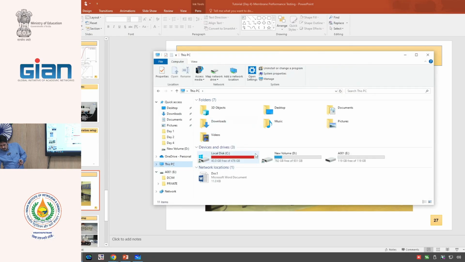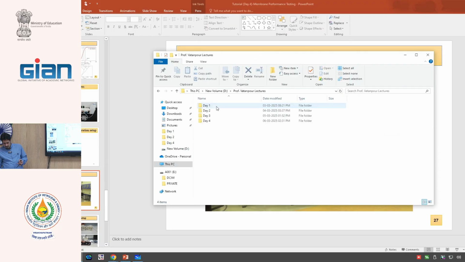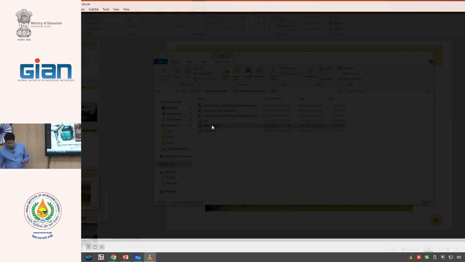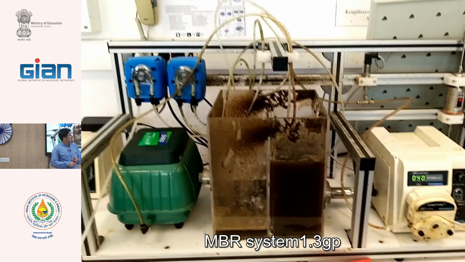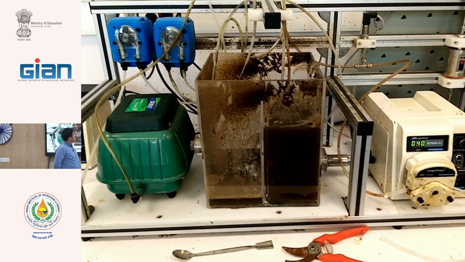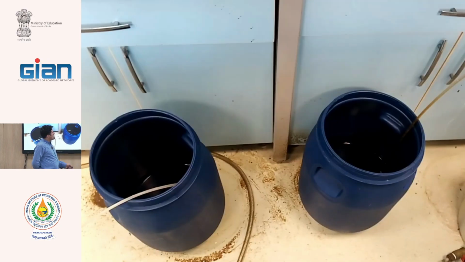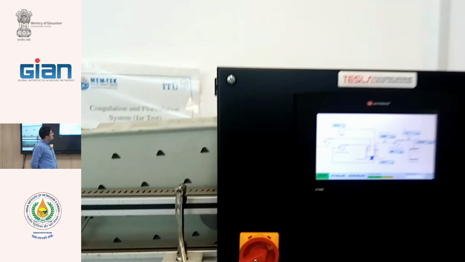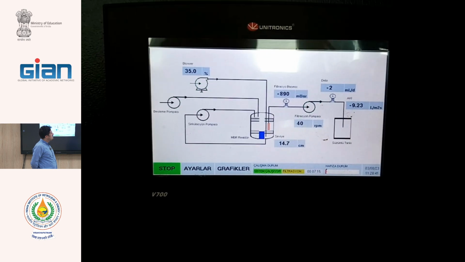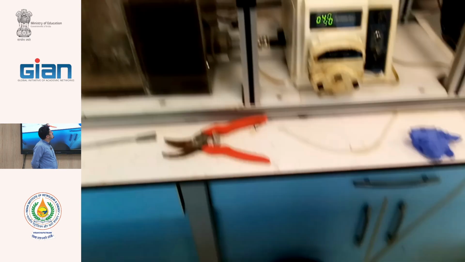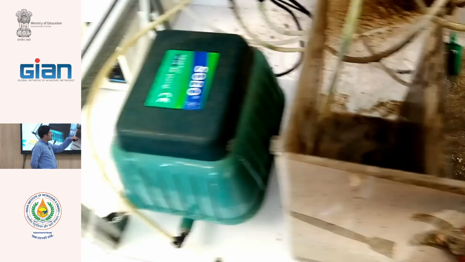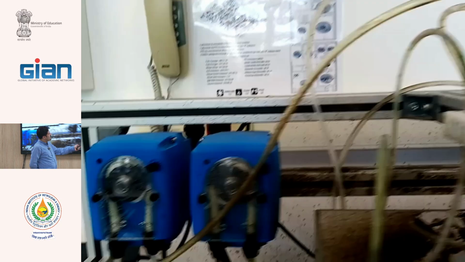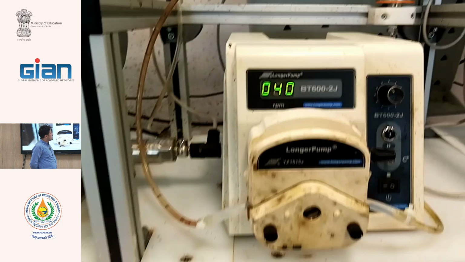Please show the video. MBR system. This is an MBR system in a Turkish lab. We have a feed tank and permeate tank. This is a control system. Aeration of the sludge, and the membrane is immersed. Suction can be taken with this valve.